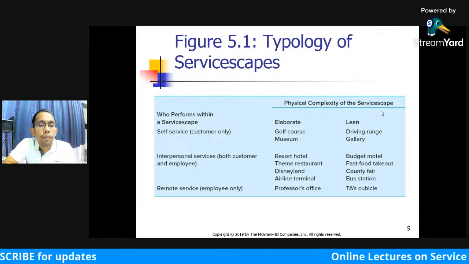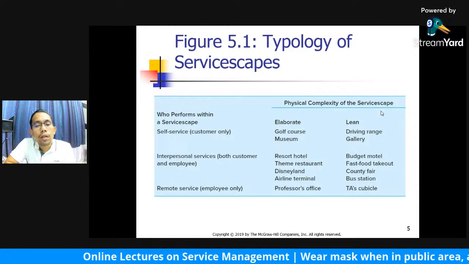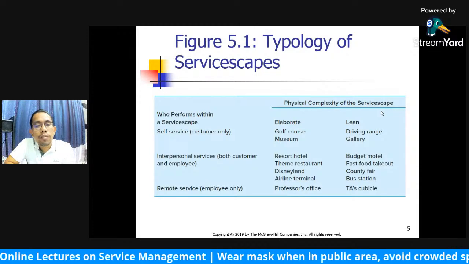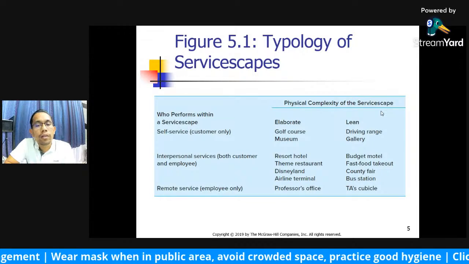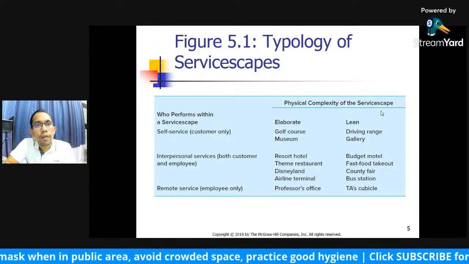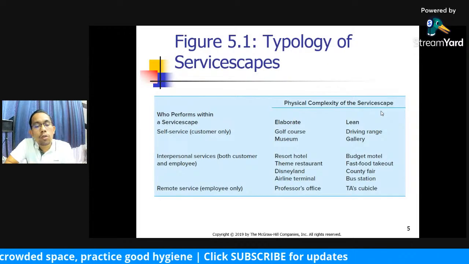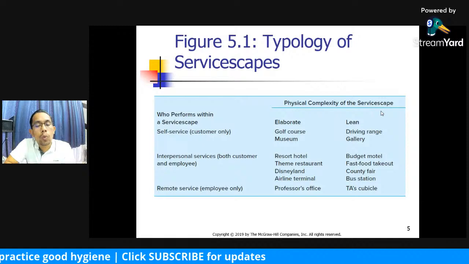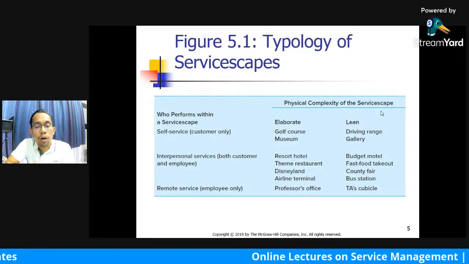If both parties are involved, for example a resort hotel, a restaurant, Disneyland, an airline terminal, you should have good signage because you need to let people know where they are and also what they should do if they walk into that place.